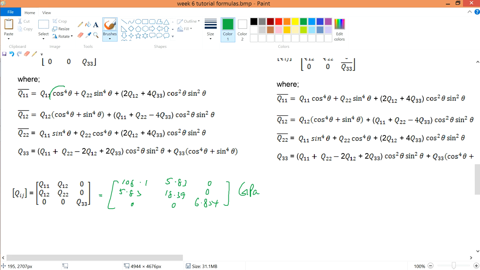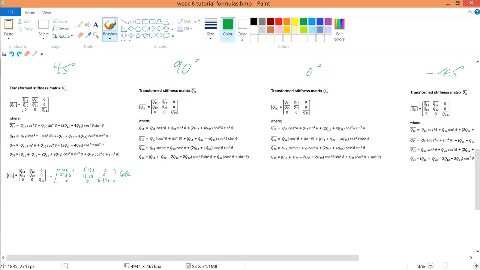Cosine 4 means cosine theta to the power of 4, and sine 4 is the same thing, sine theta to the power of 4. These are the things, and I don't think it's quite tedious, it's just that the calculation part is a bit troublesome. So I'll just do up an Excel sheet, and then we'll show you the results later on.